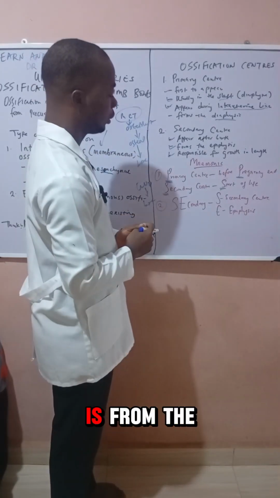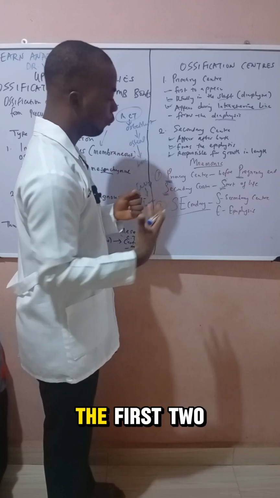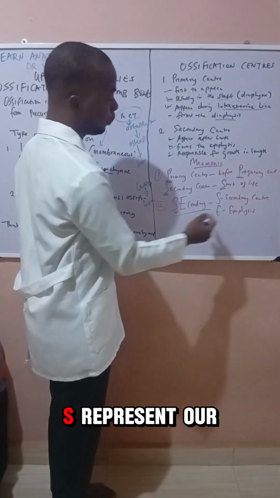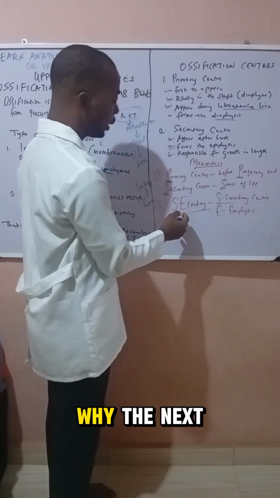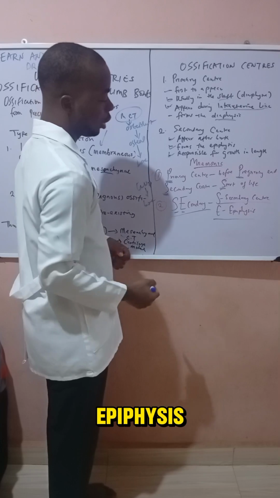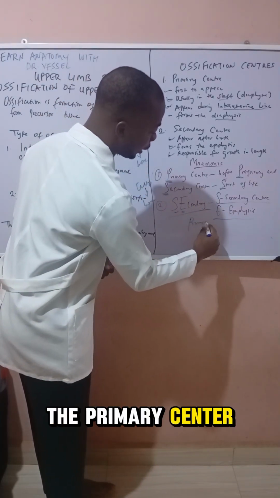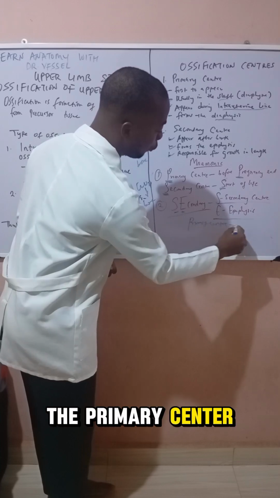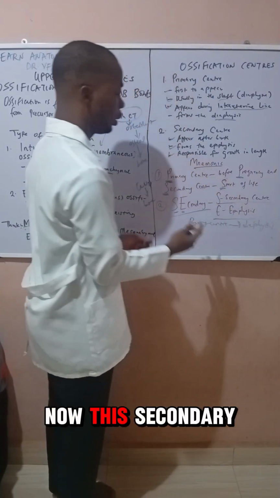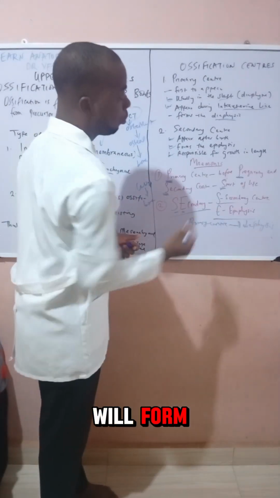Now the second mnemonic is from the words secondary center. If you look at the word secondary, the first two letters are S and E. The first S represents our secondary center, while the next E represents epiphysis. So the secondary center forms the epiphysis. Therefore, if the secondary center forms the epiphysis, it means that the primary center will form the what? The diaphysis.